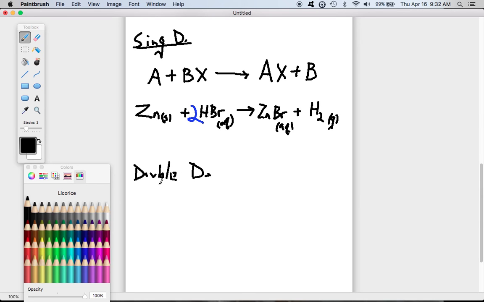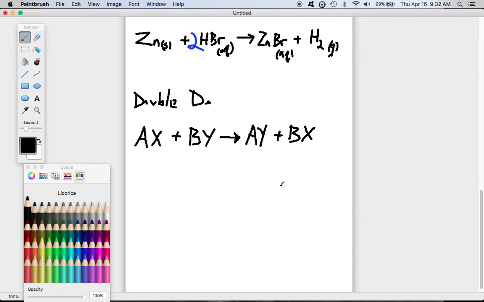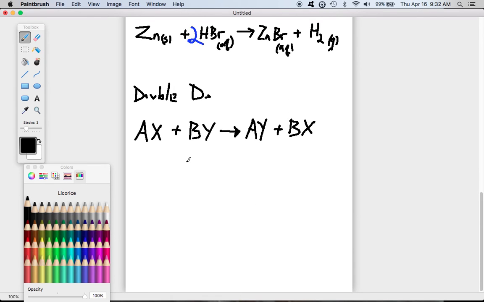Okie doke. It's like a single displacement, but it happens twice. So we've got a substance AX and another substance BY, and they are chilling out until you combine them, and we get a displacement, 2 of them, where A is now bonded with Y, and B is now bonded with X. So like B and A displaced each other. Double displacement. Example of which?